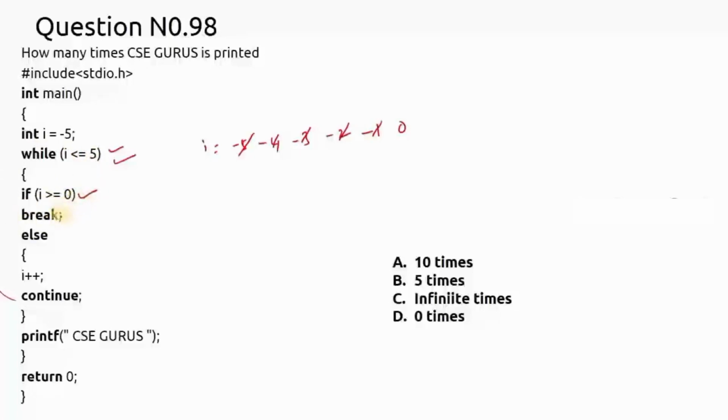Then break. What is break? It comes out of the block. So coming out of this block, it directly comes out of the block and returns 0. That means how many times is CS Gurusi printing? 0 times. So the answer D is the correct answer.